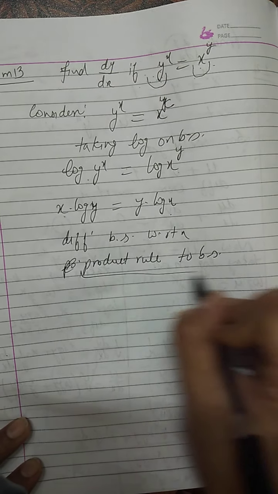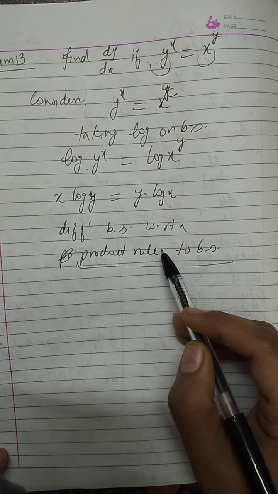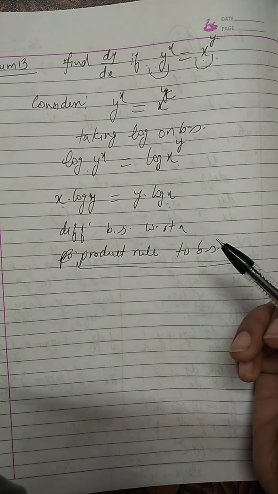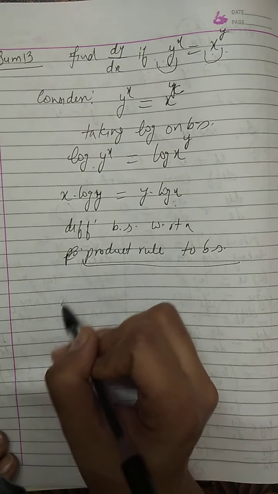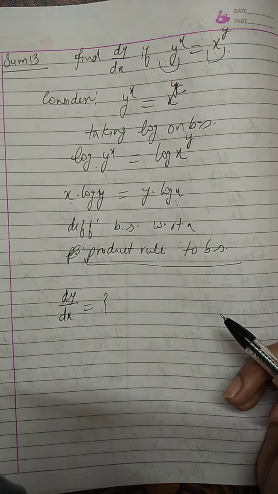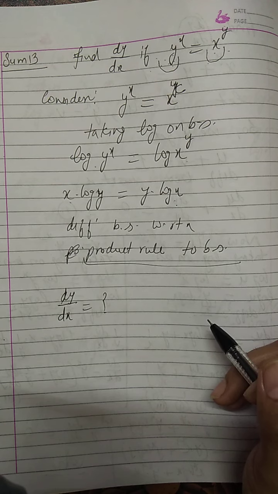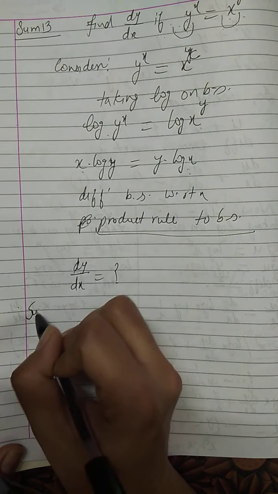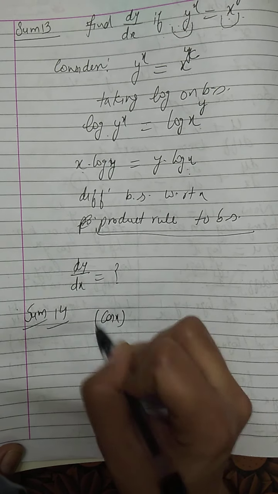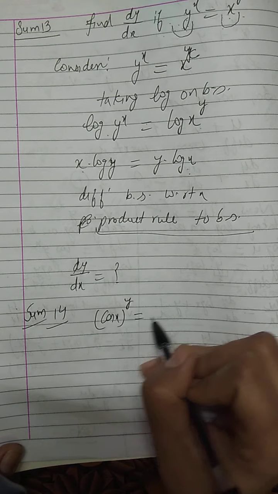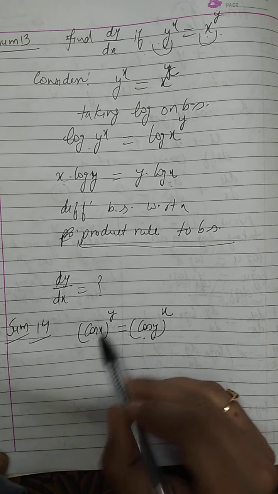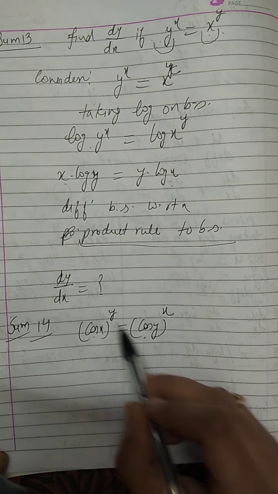Right? This rule you will apply, and when you apply the rule from the left hand side, right hand side, you will get dy by dx. You have to segregate the terms and finally you will get the value of dy by dx after differentiation. Right? So sum number 13 I am leaving as the homework, and one more similar sum number 14 is also there, that is cos x power y is equals to cos of y power x.